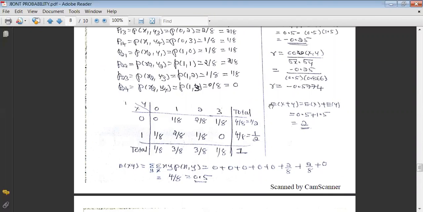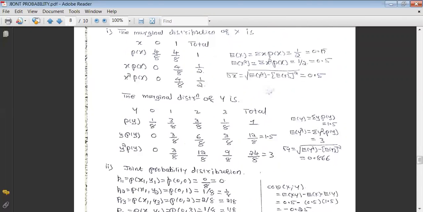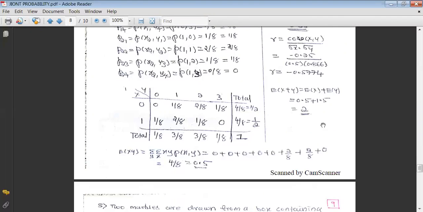And now expected value of x plus y is one more requirement, and it is given by expected value of x plus expected value of y. Once you take the expectation inside, we get this, and expected value of x is 0.5, that we have calculated here. Expected value of y is 1.5, and the sum results in 2. That will be the expected value of x plus y. Therefore, this is all about the problem where so many things we have calculated, right from marginal distribution, joint distribution, expected value of xy, covariance, correlation, as well as expected value of x plus y.